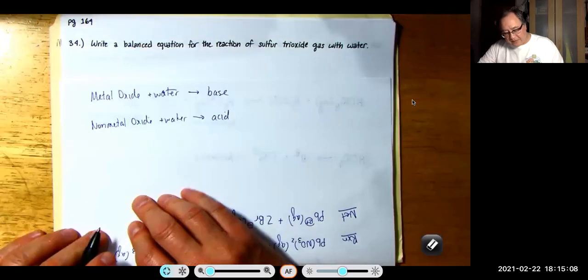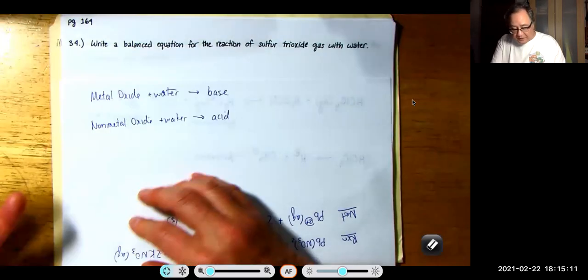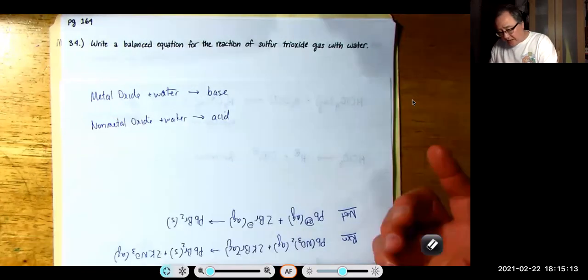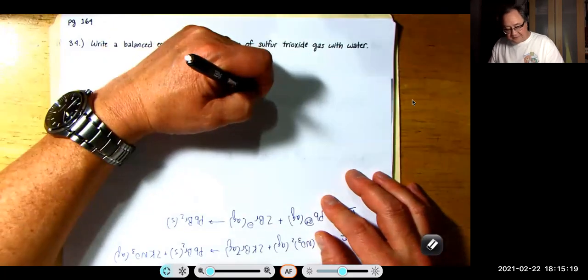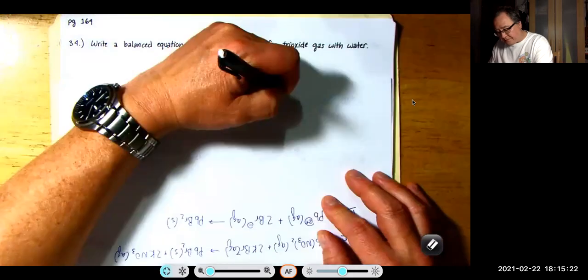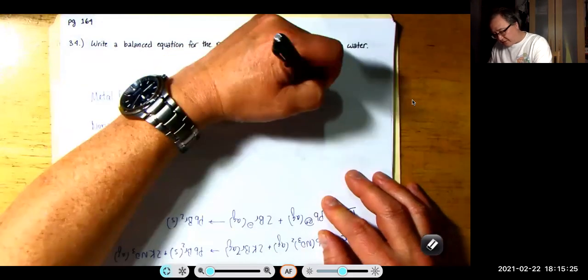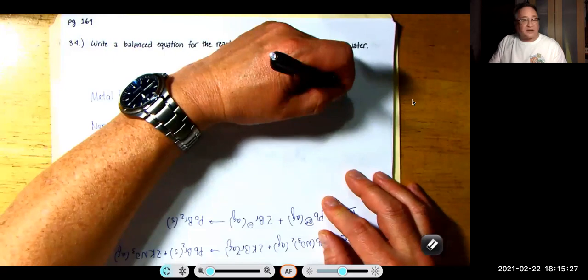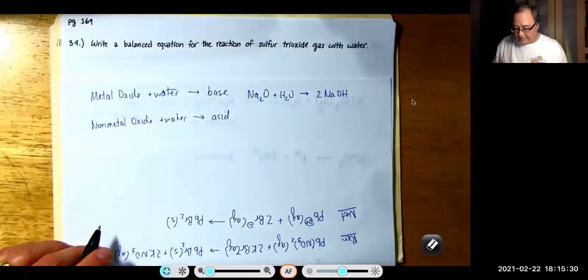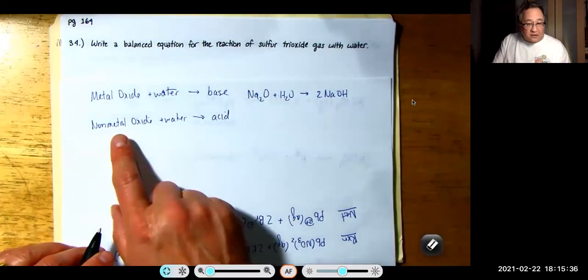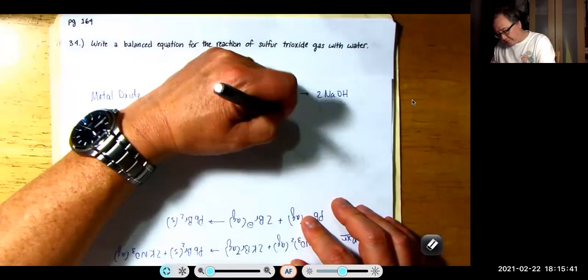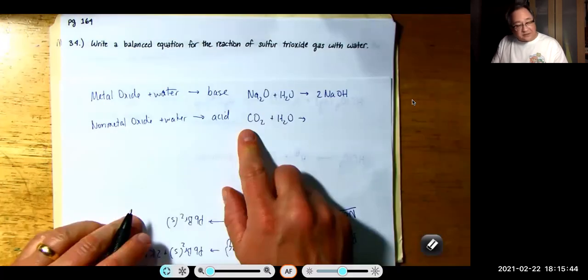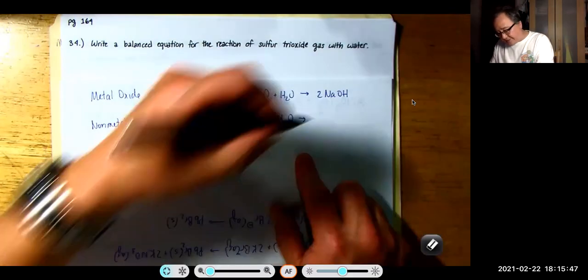So let's see. Common examples of this would be for a metal oxide, you might have, let's see, sodium oxide plus water, and you make sodium hydroxide. A great example of a non-metal oxide in water is carbon dioxide. If you get enough carbon dioxide to dissolve in water, it will make carbonic acid.